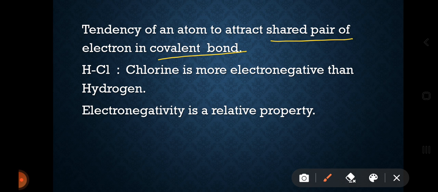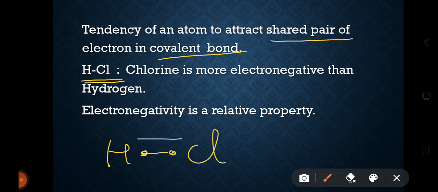Now see the example of HCl. In HCl you can find two electrons which are present here. Let us consider chlorine is taking the two electrons towards itself. If it is attracting the electrons towards itself, it will gain a partial negative charge. Whereas hydrogen, it is giving up the electron and it will gain a partial positive charge.